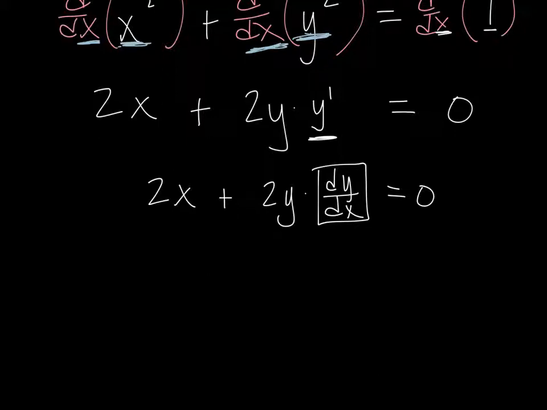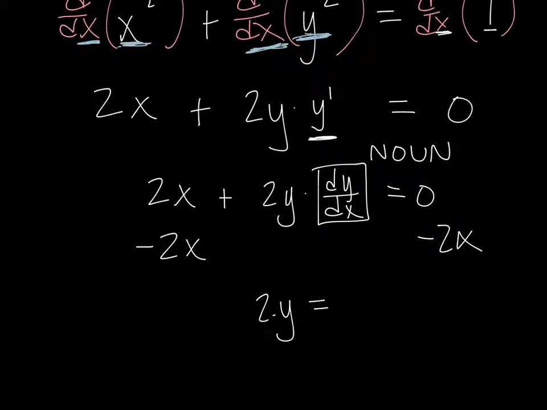Let's finish this out and solve for dy/dx. I want to clarify that this is a noun. I'm going to solve for dy/dx just like I would any equation. I'm going to subtract 2x from both sides, and I get 2y times dy/dx is equal to negative 2x.